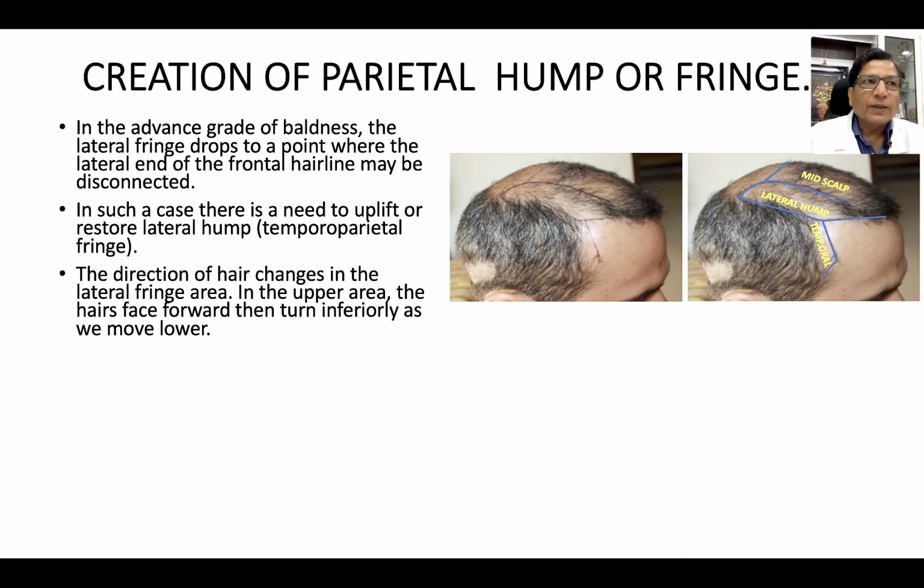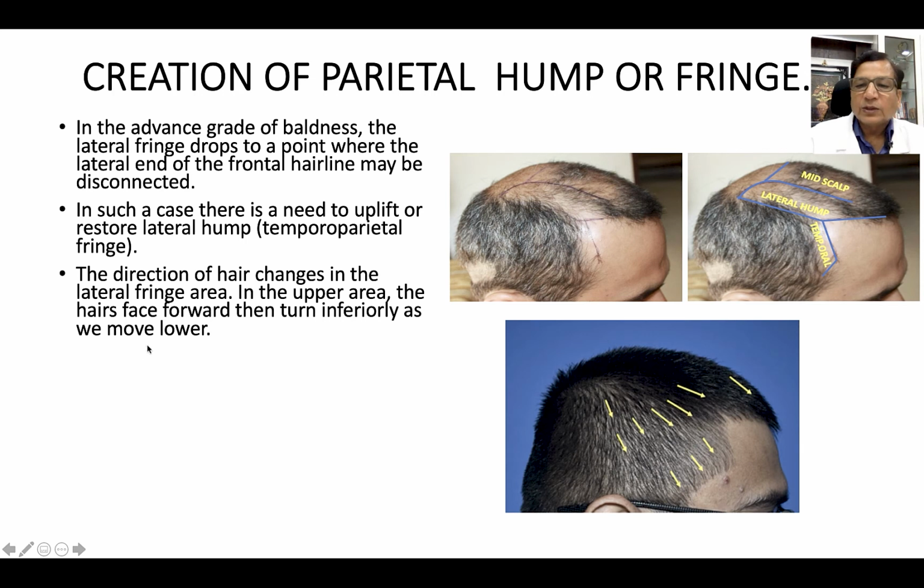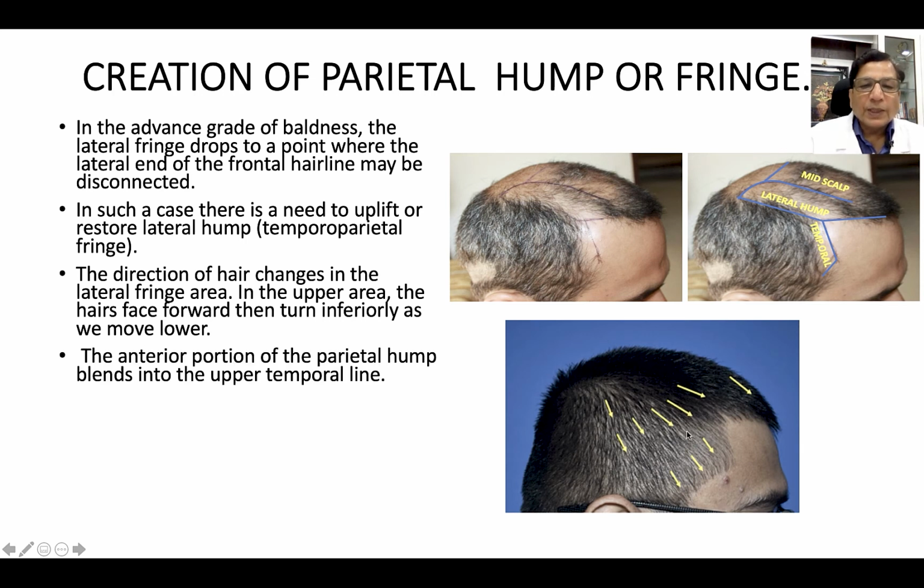The direction of hair changes in the lateral fringe area. In the upper area, the hair faces forward, then turns inferiorly as we move lower, which I explained previously also. The anterior portion of the parietal hump blends into the upper temporal area. This is the anterior portion of the parietal hump. It blends with the temporal area. That's what you can see. This is temporal, this is parietal, and it merges with the temporal area.